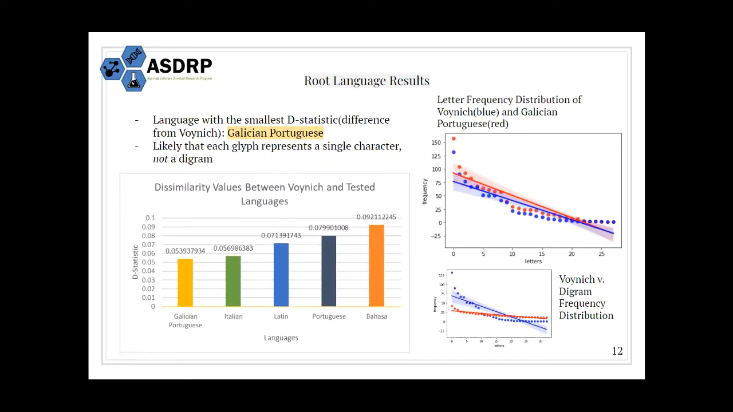For the root language section, based on the KS test, we determined that the language with the smallest D statistic, which refers to the difference from Voynich, was Galician Portuguese. The bar graph on the bottom shows the D statistics for each of the languages we tested. In the top graph on the right is the frequency distribution for individual characters of both Voynich, which is shown in red, and Galician Portuguese, which is shown in blue. The line of best fit is included for both. On the bottom are the diagram frequencies for the same languages, and it can be seen that the single character distribution is much more similar to Voynich than the diagram distribution, and this is evidence against each glyph representing two characters.